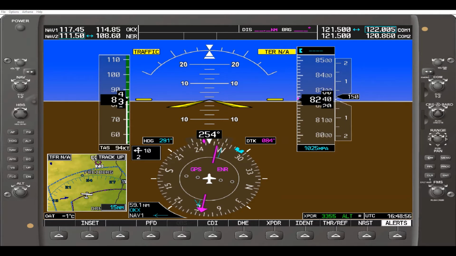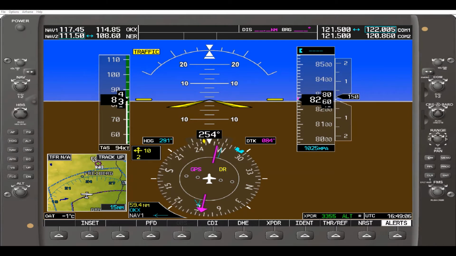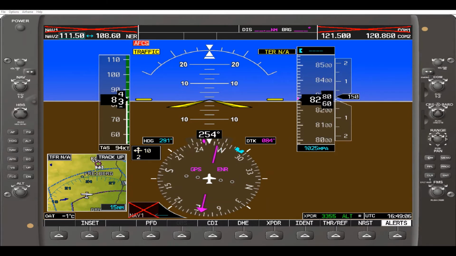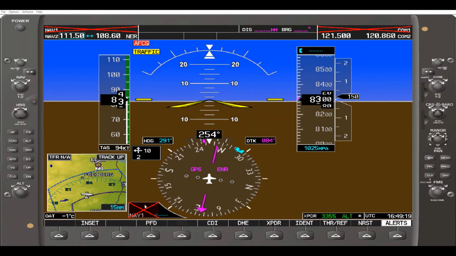If we have a failure of the radio, then it would look something like this. So in this case we have multiple failures. We have NAV1 failure, COM1 failure, and also you can see this is related to NAV1 because this is a DME that's taking information from NAV1, and you can see it is removed.